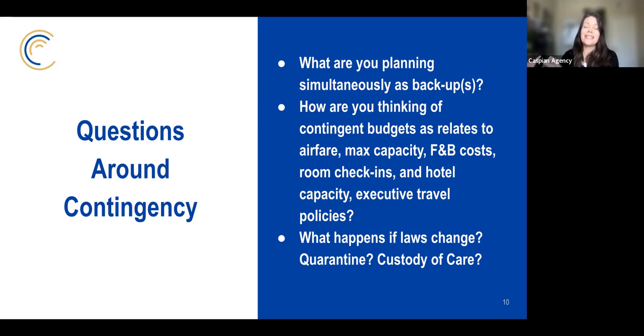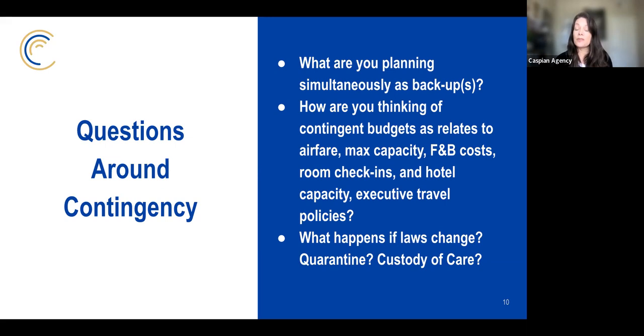F&B cost, what's our contingency around those continuing to increase as there's talk about a worldwide food crisis right now? And hotel capacities are shifting because of staff shortages. So do we have a contingency for overflow hotels if a particular hotel we've chosen does not have the staff? Executive travel policies shift all the time with regards to safety and also expense. And then what happens if laws change? Do we have contingencies if policies start to shift around quarantines, vaccine mandates, a host of others?